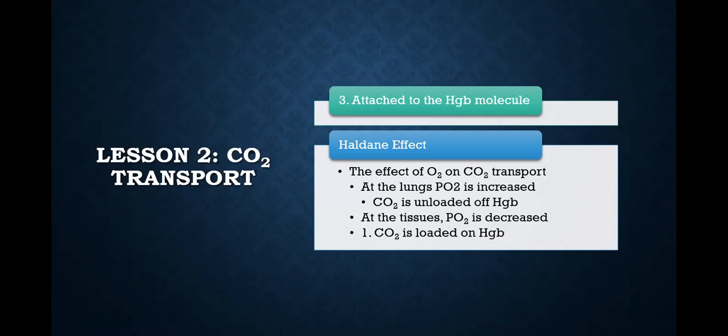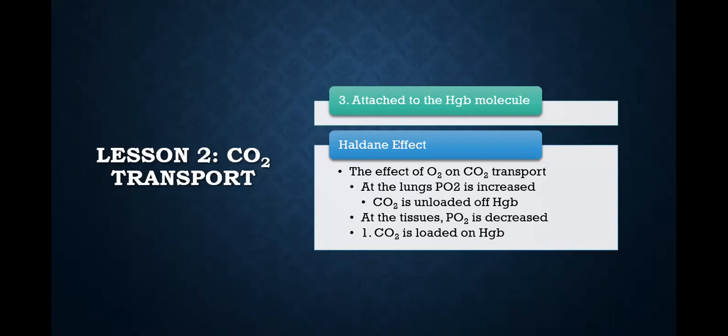And at the tissue level, the PO2 is decreased and CO2 is loaded onto the hemoglobin, okay? So once your body is metabolizing, it's walking, talking, eating, lifting, running. As you are metabolizing, CO2 is being made and loaded onto the hemoglobin, so that the hemoglobin can transport it to the lungs so that you can exhale it.